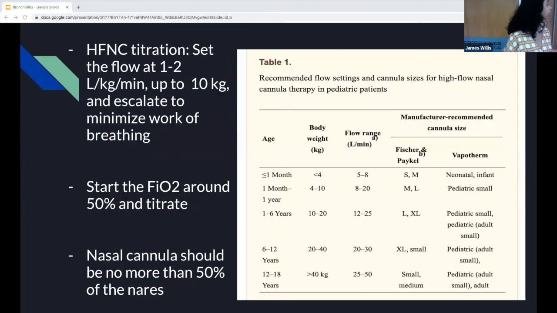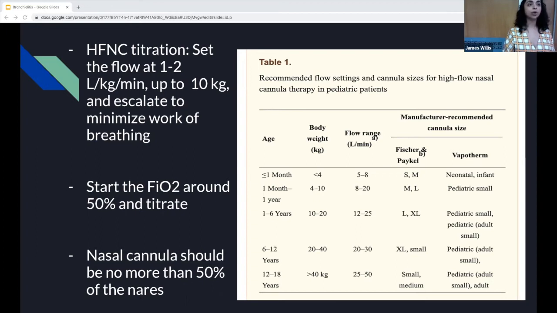This is a really good chart for those who are initiating high flow therapy in pediatrics. Generally, we like to start the flow around 1 to 2 liters per kg per minute. And we escalate as needed to minimize work of breathing. So you want to pay attention to retractions, tachypnea, nasal flaring, grunting when you're assessing how much flow you want to start on these cannulas.